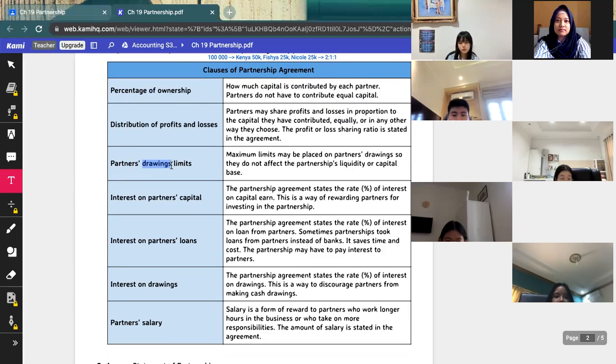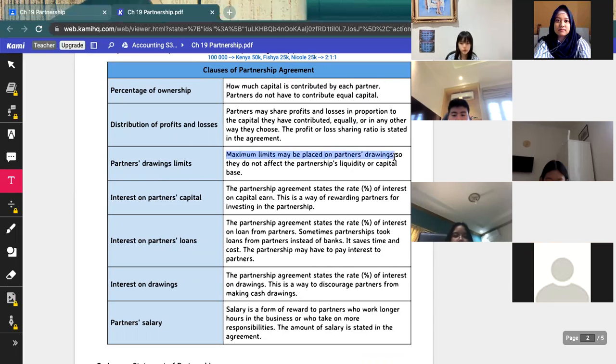Okay, if you are a sole trader, you own your own business, so no one is controlling you. But when it comes to a partnership, you have to have this agreement. What are the maximum limits that may be placed on partners' drawings, so they do not affect the partnership liquidity or capital base? Because too much drawings will disturb operations. So it's really important to set limits on the drawings.